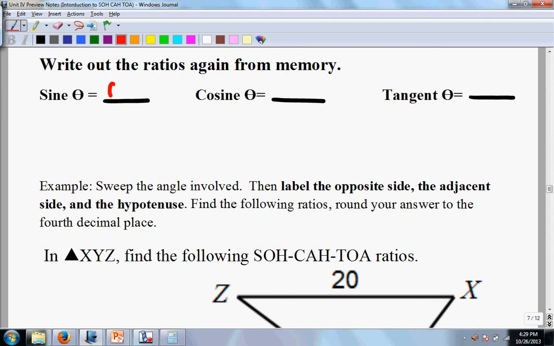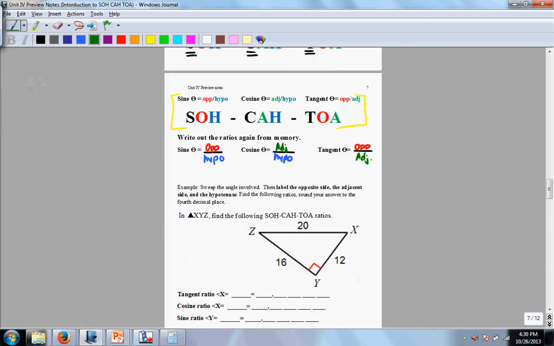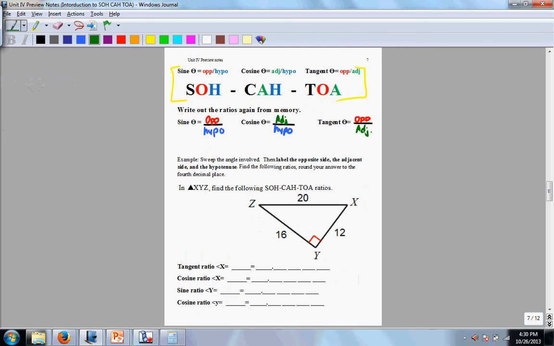Sine is opposite over hypotenuse. That's SOH. Cosine is adjacent over hypotenuse. That's CAH. Tangent is opposite over adjacent. That's where we get the acronym TOA. We're going to use this to go ahead and find additional ratios using a different triangle this time.